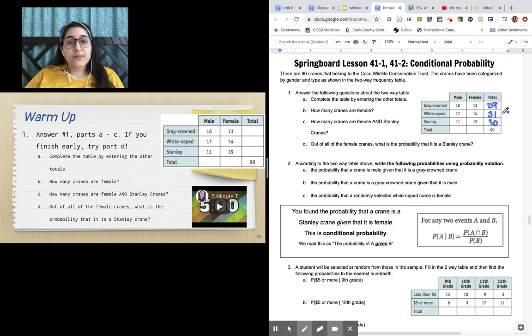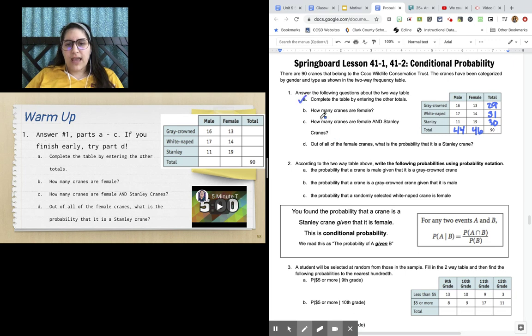Then I can check that I added those correctly. If I do 29 plus 31 plus 30, I get 90, which is the total for the whole table. We also have to do that for the columns, the male column and the female column. If I add these three numbers together, I get 44. And if I add these three numbers for the females, I get 46. Just to check my math, 44 plus 46 is 90, which is what I'm supposed to get. So let's answer these three other questions here.